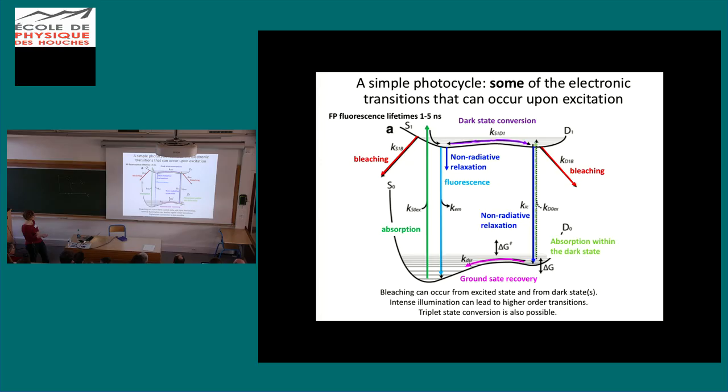Lastly, if you go through a pathway like this, then there's some rate at which the molecule will relax back down to the ground state, and can then go through a photocycle again.